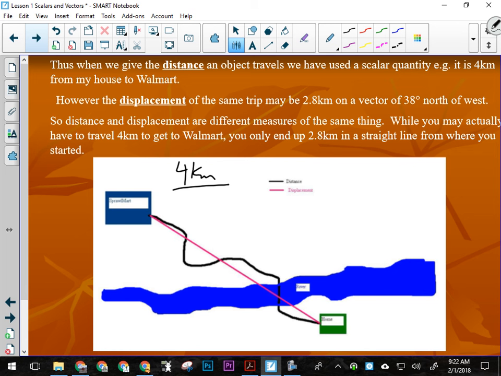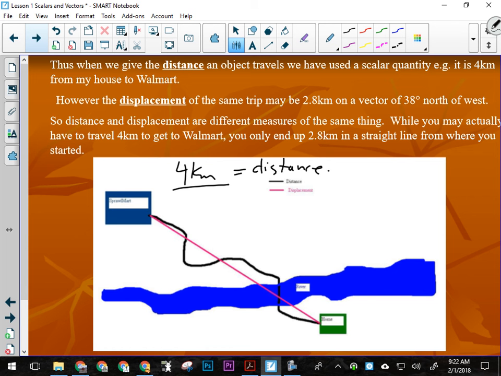Have I gone 4 kilometers in a straight line? No, right? We're all familiar with the saying, the shortest route between 2 points is a straight line. So obviously the purple line on that graph is not 4 kilometers long. It's much shorter. So this black line, which is 4 kilometers long, is the distance that I travel from my house to Walmart. It's how far I went.